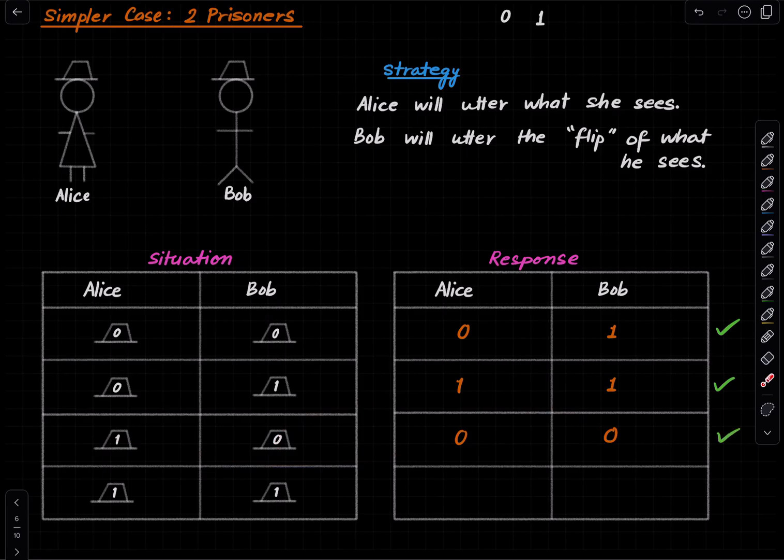Lastly, Alice sees a 1. She will answer 1. Bob sees a 1. He will flip it and answer 0. This time Alice has guessed correctly, and Bob has not, but both of them survive. So this is a winning strategy. This strategy guarantees the survival of both of them, right? Maybe stay on it if it is unclear. But it's very simple.